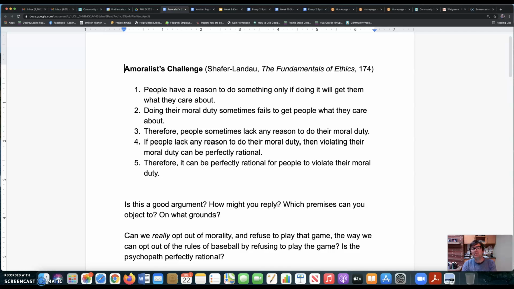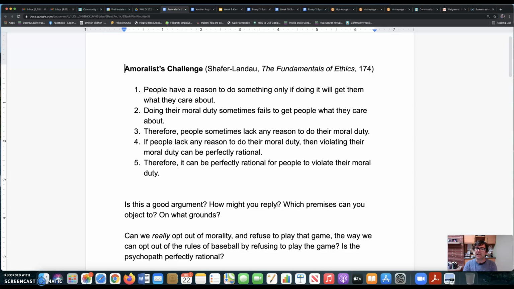So the argument is that, look, people have a reason to do something only if doing it will get them what they care about. That's the first premise. Well, doing your moral duty sometimes fails to get people what they care about. That's the second premise, which is certainly true. I don't think anyone would dispute that. Sometimes telling the truth or acting courageously, keeping your promise, fails to get you what you care about. Sometimes it conflicts with your self-interest. Therefore, people sometimes lack any reason to do their moral duty. That would follow from the first two premises.